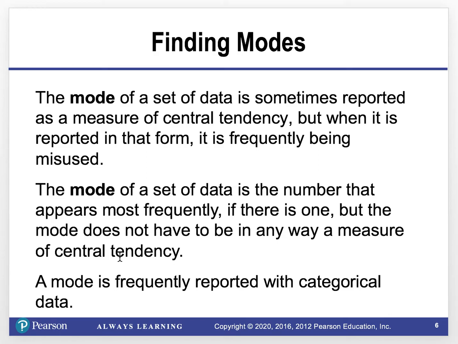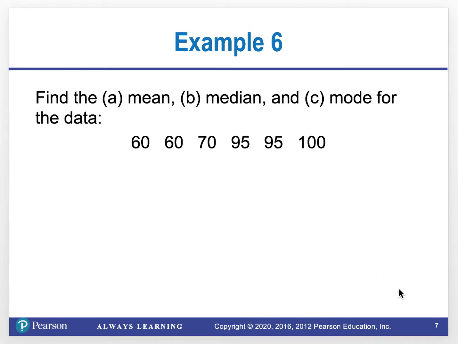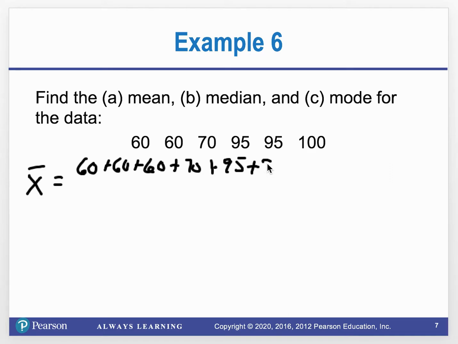Okay, the high score could be your mode. A mode is frequently reported with categorical data. So let's find the mean, the median, and the mode for this set of data. If we wanted to find the mean, remember we can represent that as x bar. To find the mean, you simply add up all your data points. This is the typical thing we think of when we think of the word average.